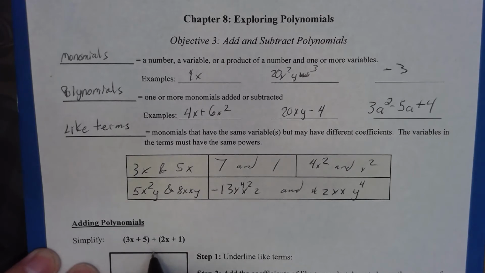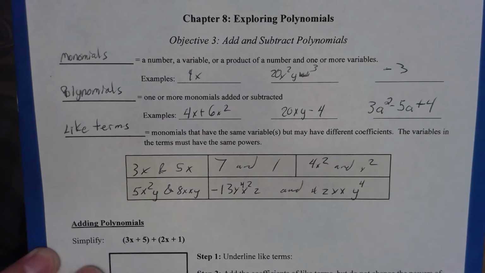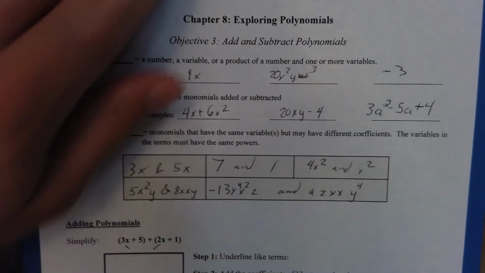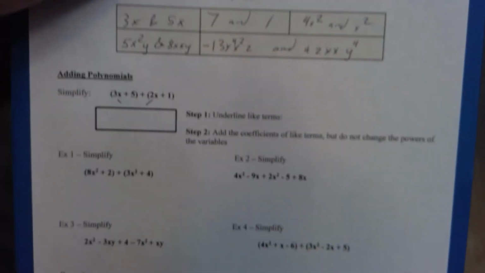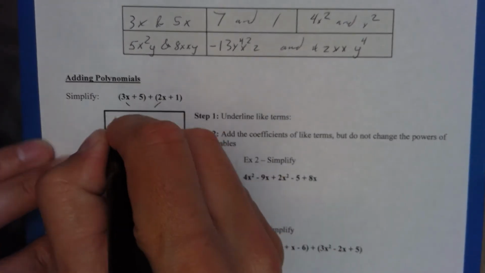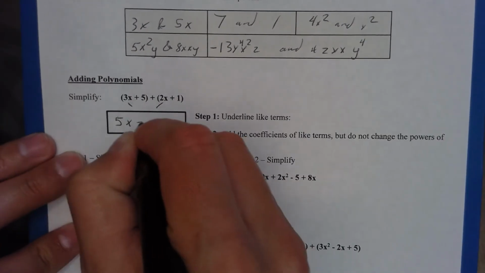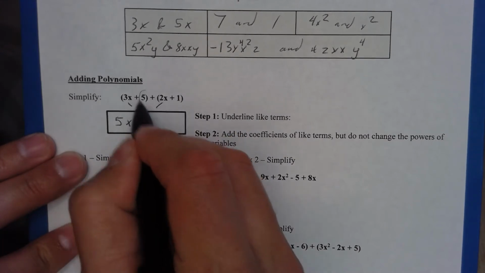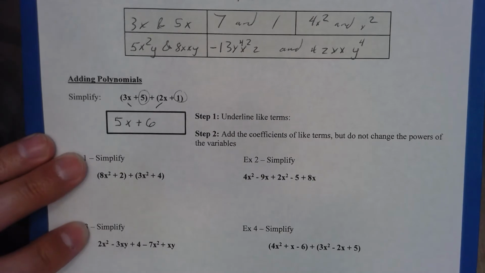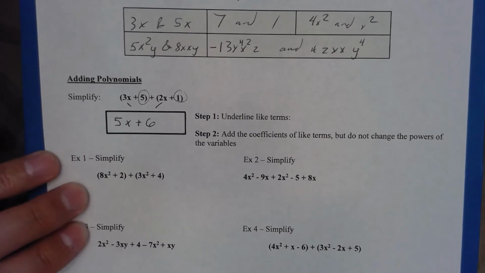I'm going to simplify by putting things together. So I can combine the 3x and the 2x. So if I move my camera just a little, we can put the 3x and the 2x together to get 5x. And we can put our 5 and our 1 together to get 6. Okay, so let's try this down at example 1.